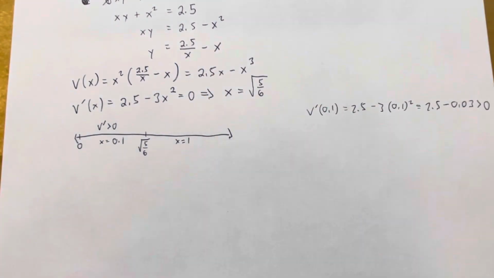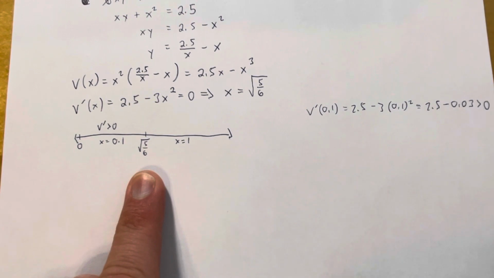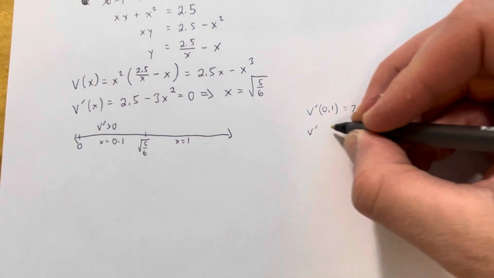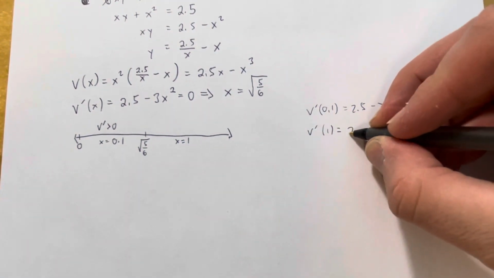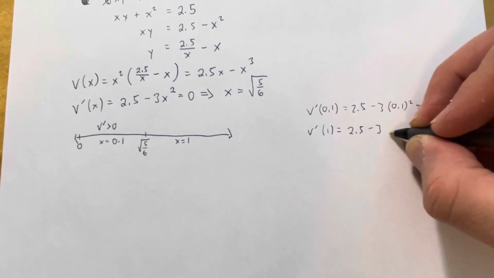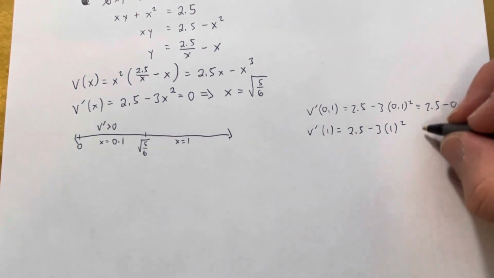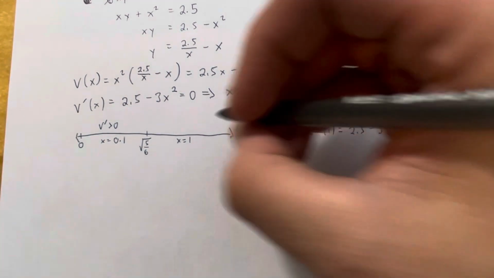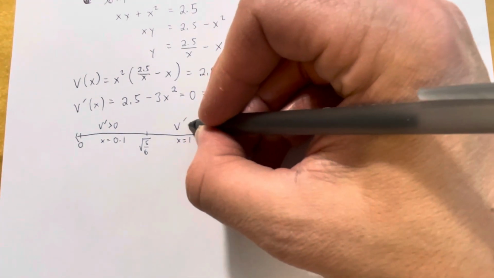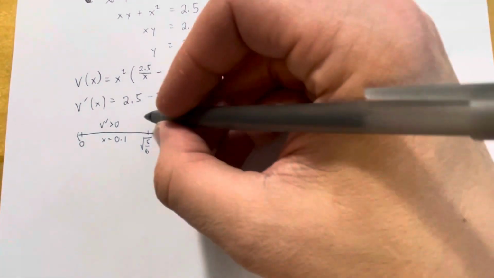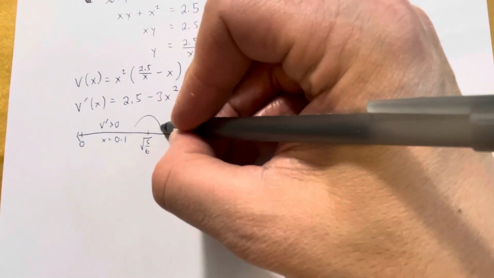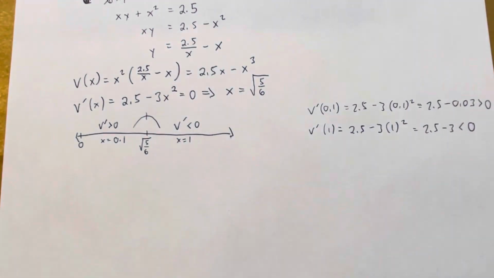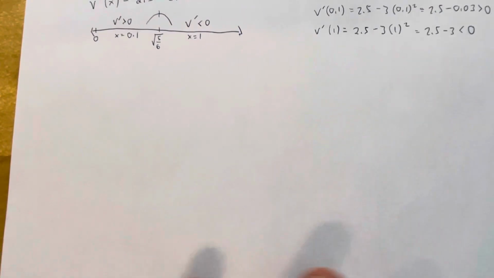Let's say x equals 1. That's larger than this square root of 5/6 here. If I try to find v prime of 1, that's 2.5 minus 3 times 1 squared, which is 2.5 minus 3, which is easy to do, but more importantly, 2.5 is smaller than 3, so this subtraction will give me a negative number. For sure it will. That gives me a negative. So that means my function is going from increasing over here to decreasing over here. That's a maximum value by the first derivative test, okay?